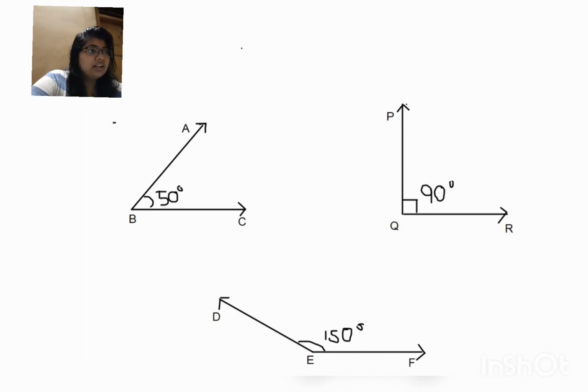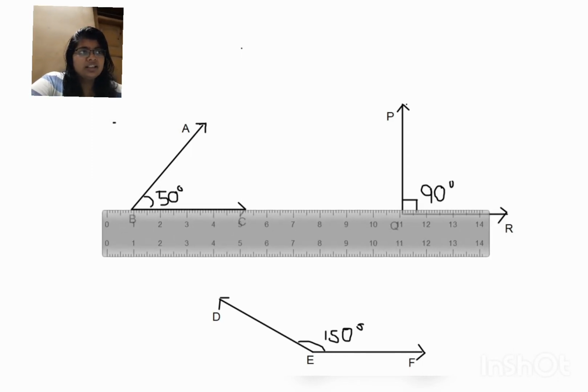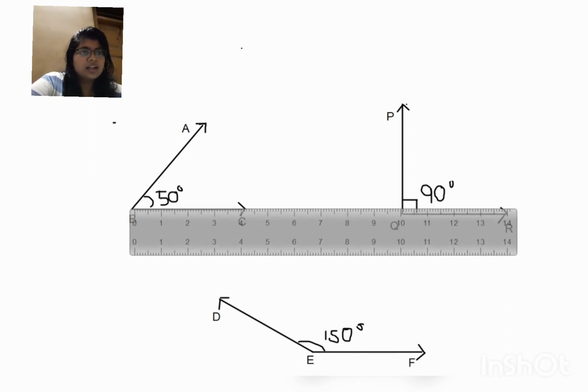Now I have portrayed different types of angles on the screen right now that have different measures. Can you tell me an angle of 50 degrees is which type of angle? Yes, it's an acute angle. An angle of 90 degrees is called a right angle. An angle of 150 degrees is called an obtuse angle.